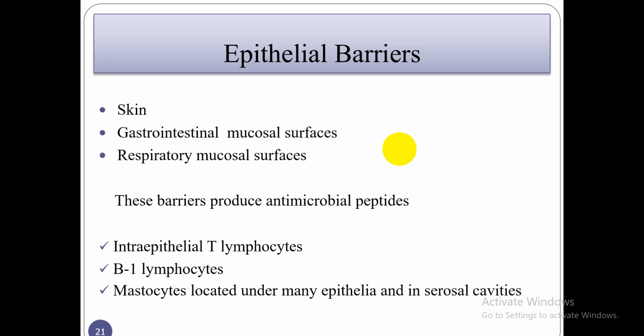Epithelial barriers involve skin, gastrointestinal mucosal surface, respiratory mucosal surfaces, and these barriers produce some kind of antimicrobial peptides. Also, these barriers contain intraepithelial T lymphocytes, B1 lymphocytes, and mast cells that are located under many epithelia and in serosal cavities.